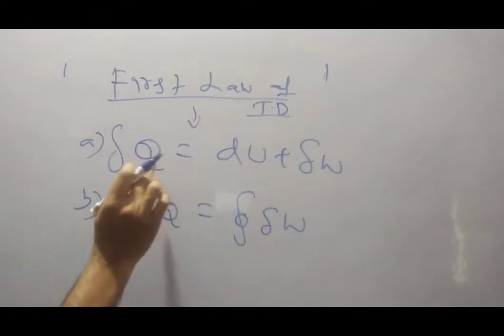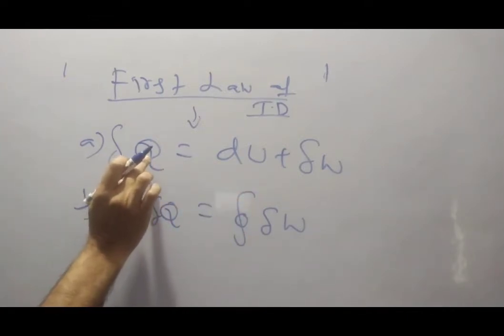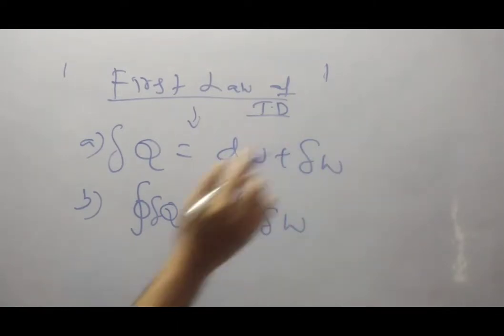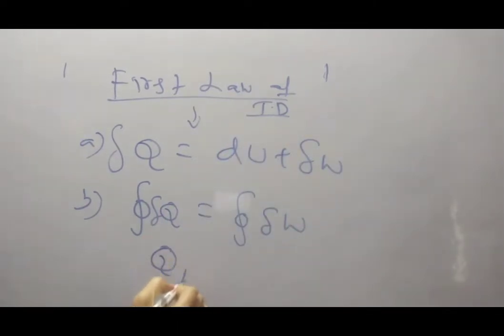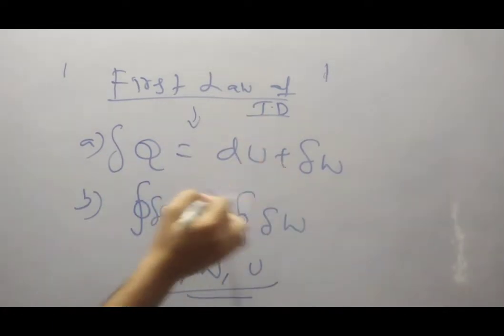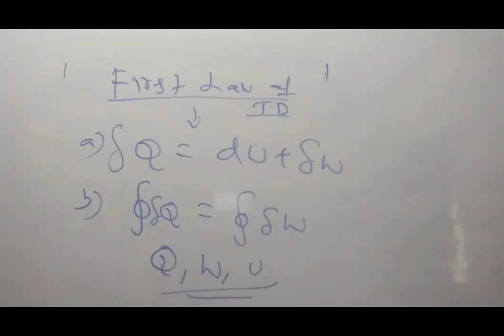Here we have three parameters. One is Q, next is U, next is W. So Q, W and U are the three parameters which we are seeing in this first law of thermodynamics. So you know what is Q? Q is heat, W is work, U is internal energy, right?